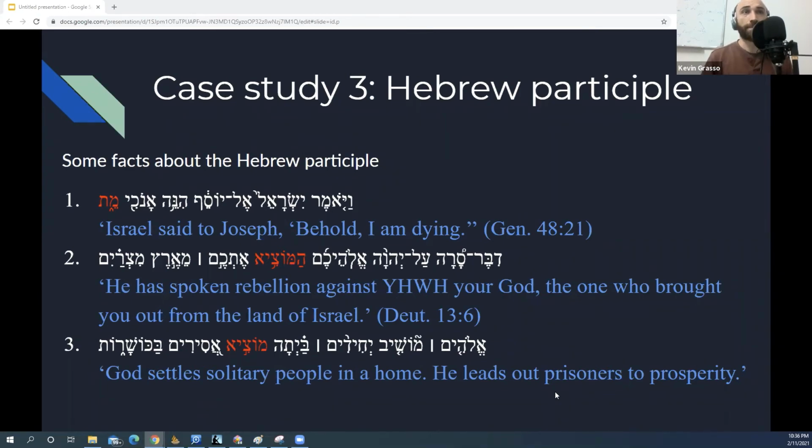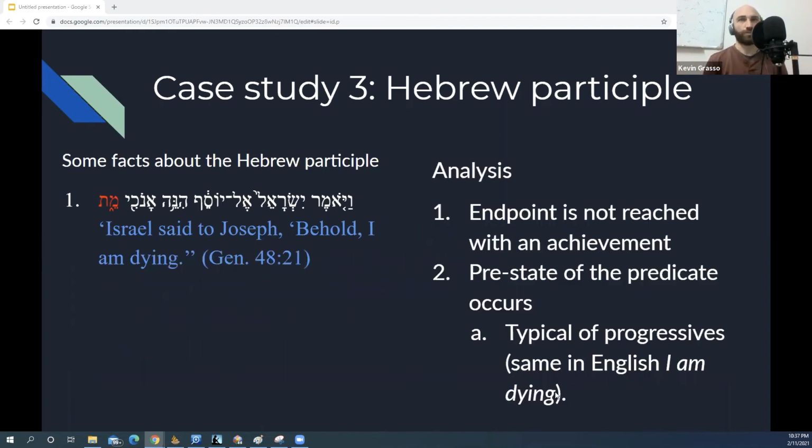And then in 3, we have another example with Motzi: Motzi asirim bakosharot, so he leads out prisoners to prosperity. Here again, we see the same kind of thing as with the plural subjects. Here we have plural objects, and we see something like people arriving, an iteration of events. He leads out prisoners over and over again. So this is a parallel to another imperfective form that we've already seen.